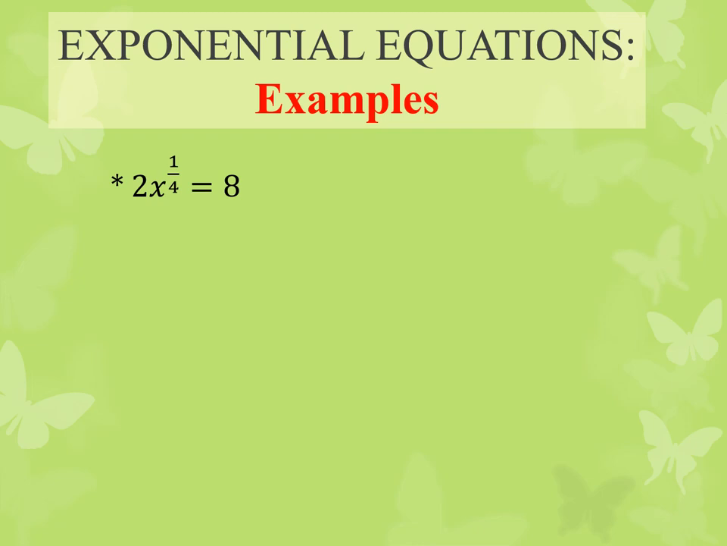Exponential equations, that's when you solve for x. If you look here, all we are saying is we have 2 x to the exponent 1 over 4 equals 8. Number one, we are solving for x, so we'll definitely want to get rid of the 2 in front of the x. We divide both sides by 2. We'll have x to the 1 over 4, and on the other side, 8 divided by 2 gives you 4.